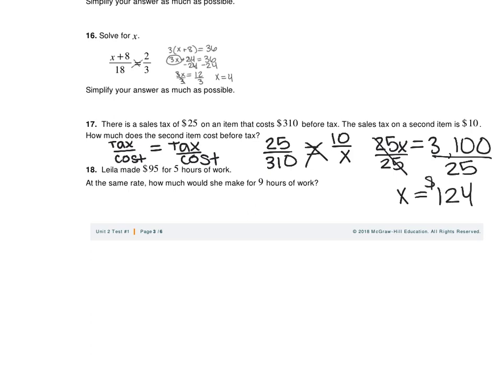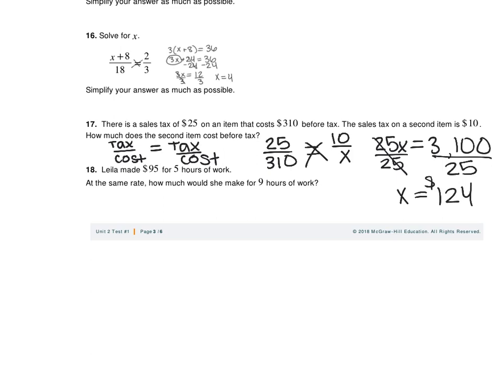Again, when you're looking at these, make sure your answer is reasonable. That tax of the second item is like less than half of the original tax, so that cost has to be less than half of the original. I wouldn't want my cost to be more than that first item.